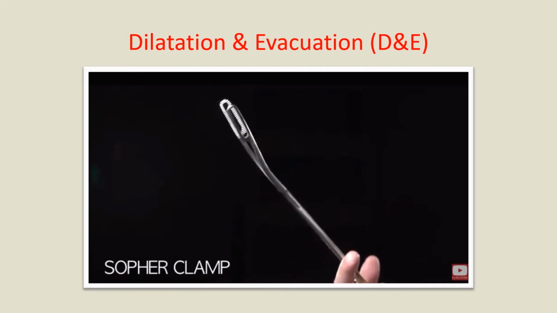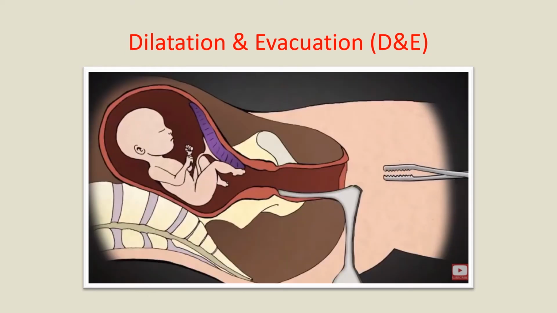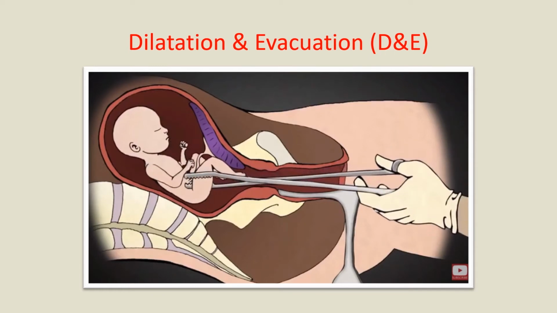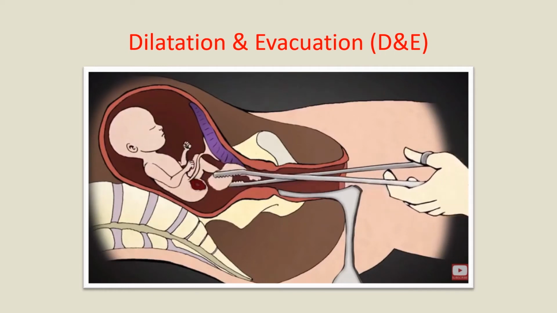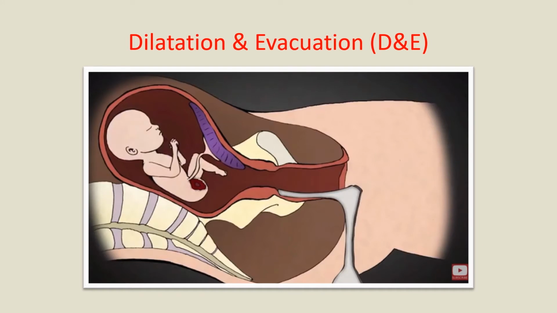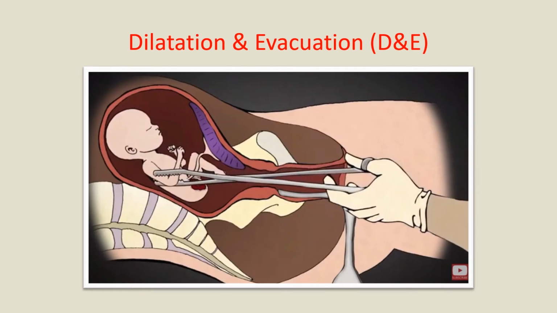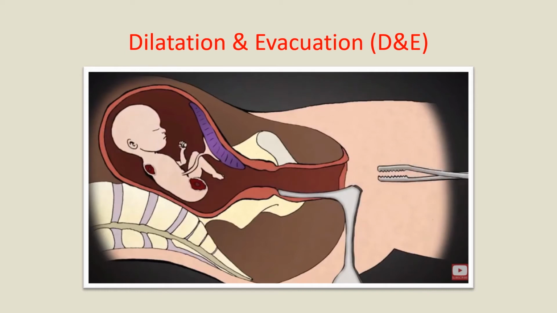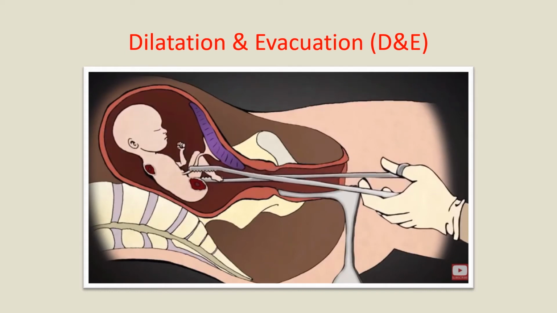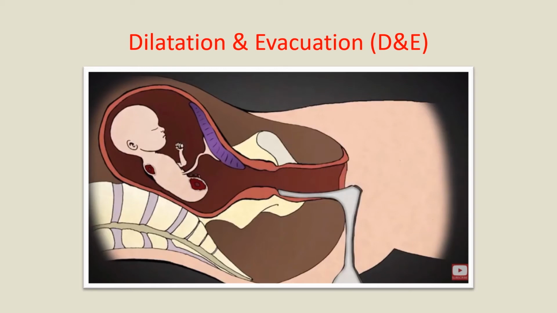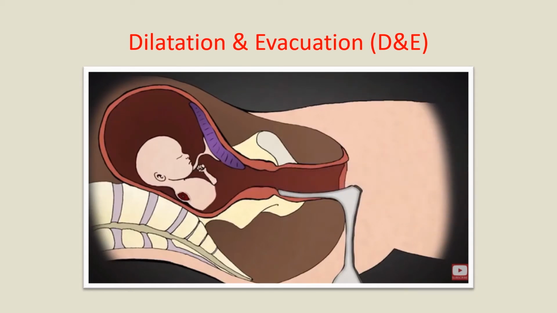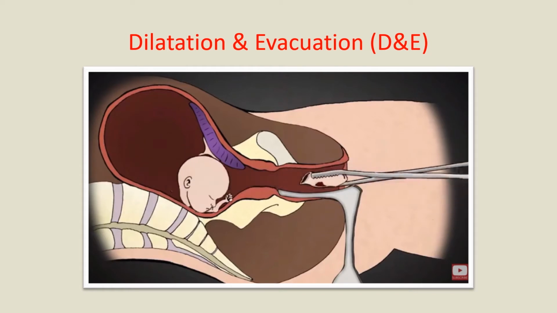This is a Sofer clamp. The abortionist uses this clamp to grasp an arm or leg. Once he has a firm grip, the abortionist pulls hard in order to tear the limb from the baby's body. One by one, the rest of the limbs are removed, along with the intestines, the spine, and the heart and lungs. Usually the most difficult part of the procedure is extracting the baby's head, which is about the size of a large plum at 20 weeks.